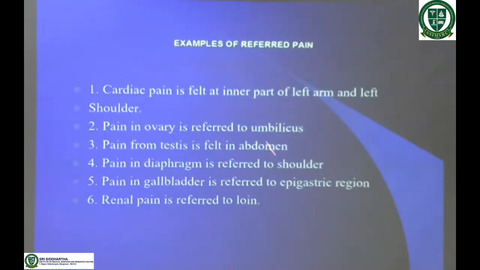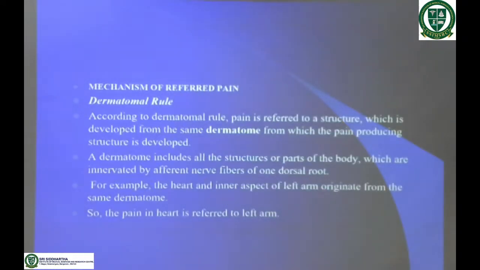So this referred pain will give a hint, meaning it is a guaranteed question. Whenever they mention this pain, you should look into it. Make sure that you rule out referred pain of the underlying organs. Okay. And pain in the gallbladder is referred to the epigastric region. Then renal pain is referred to the loin. So these are the examples of referred pain. So what is the mechanism behind referred pain? This referred pain is due to the dermatomal rule.